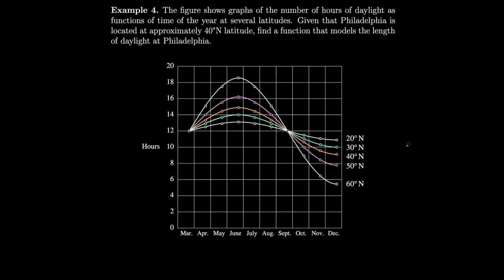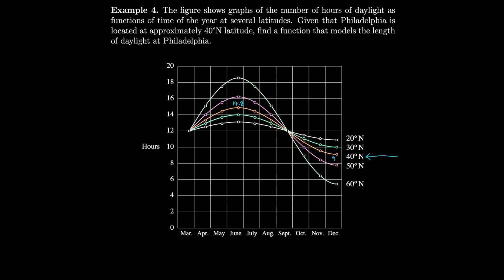Okay, in example 4, the figure shows the graphs of the number of hours of daylight as functions of time of the year at several latitudes. Given that Philadelphia is located at approximately 40 degrees north, find a function that models the length of daylight at Philadelphia. Okay, so we're looking at this orange-looking one. So we have to follow the orange guy. It seems like the highest height, which is over here, is about 14.8 roughly. So that's the maximum. And our minimum, it looks like, is at the end.